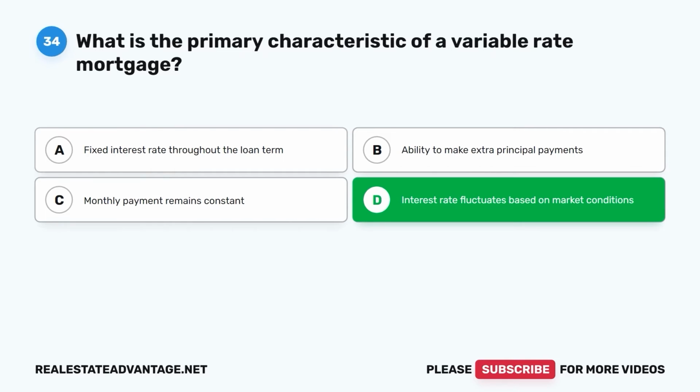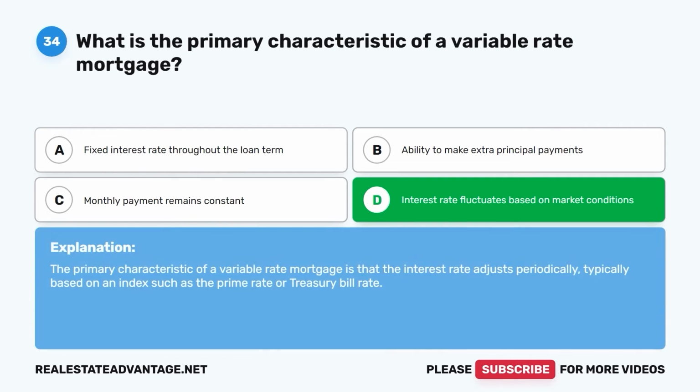The correct answer is D. Interest rate fluctuates based on market conditions. The primary characteristic of a variable rate mortgage is that the interest rate adjusts periodically, typically based on an index such as the prime rate or treasury bill rate.